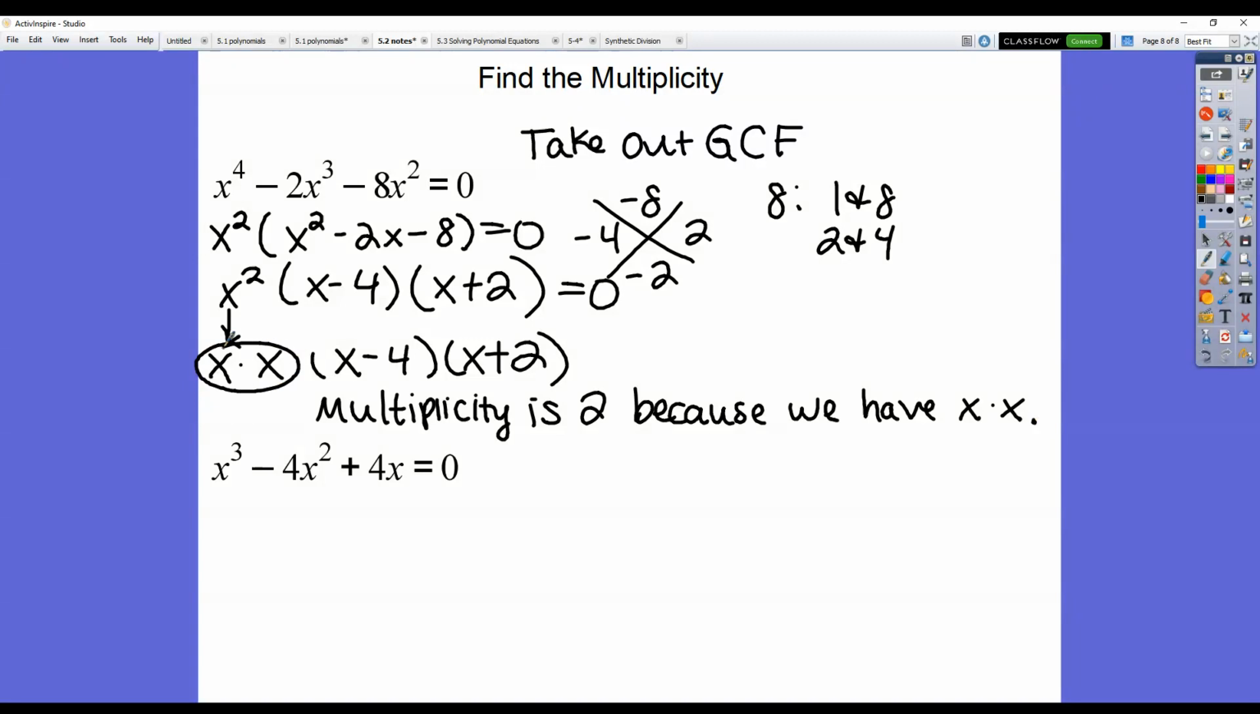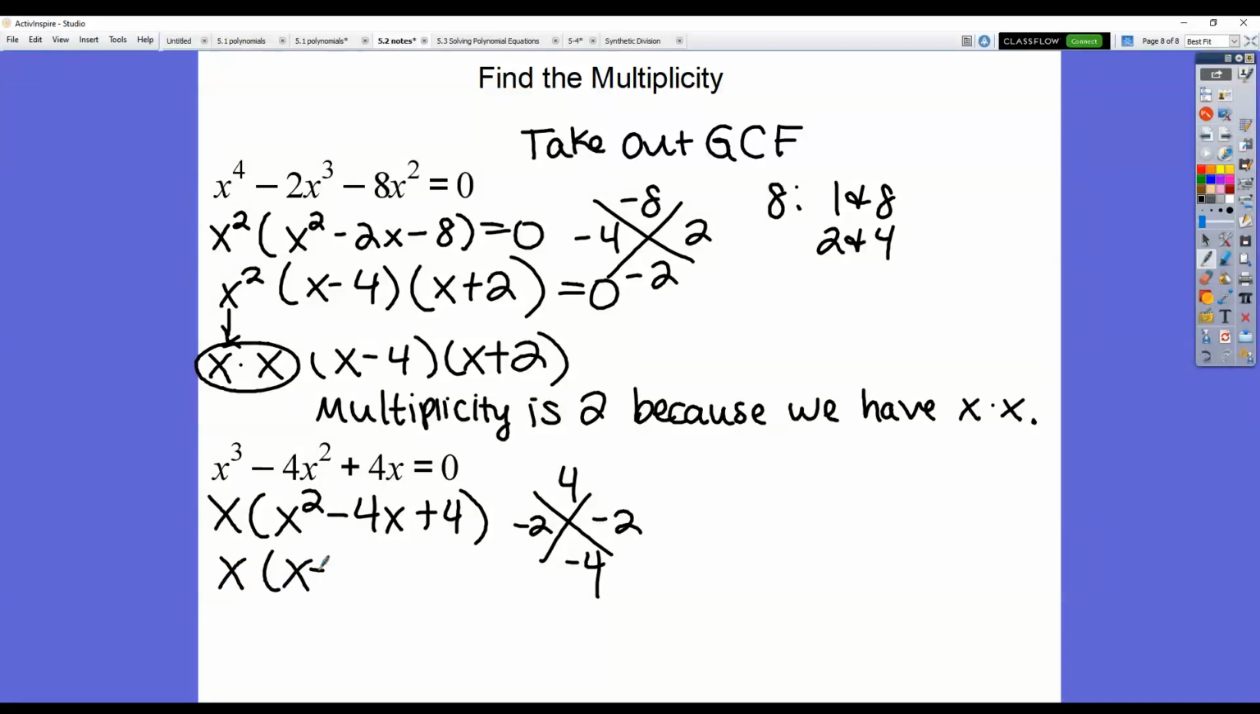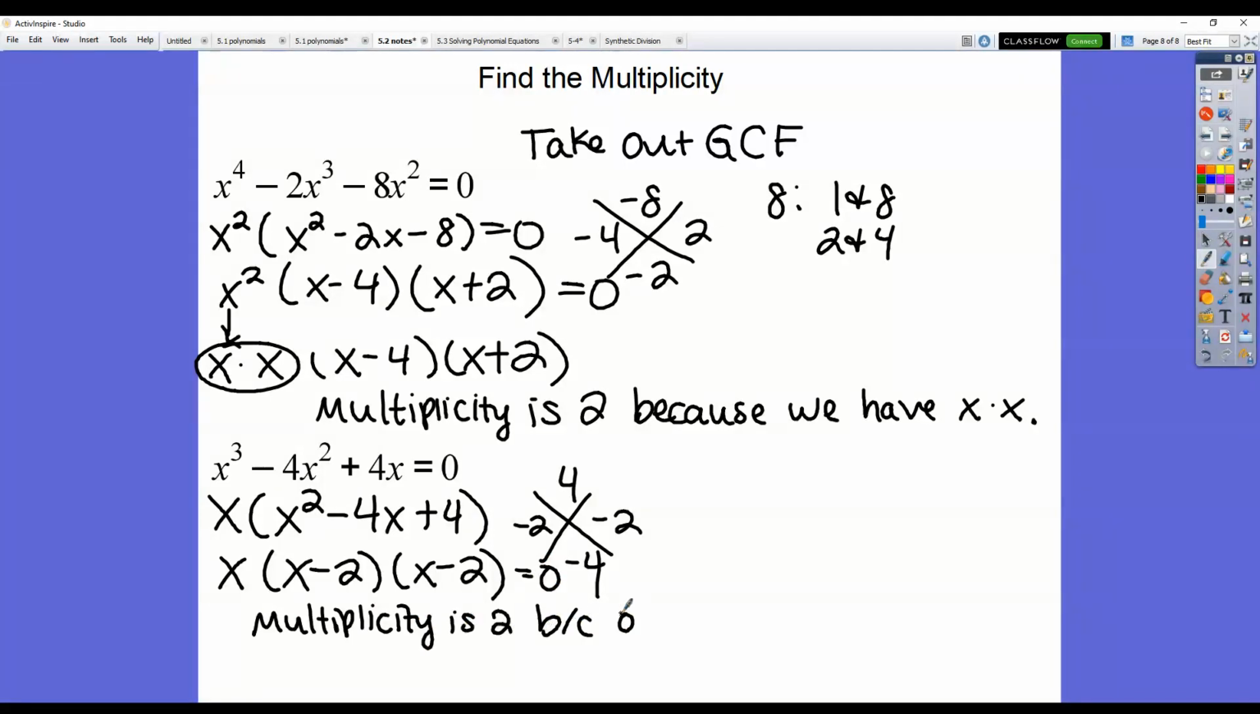Okay, the next one, when I factor it, I take out an x. And I figure out what multiplies to 4 and adds to negative 4, which is negative 2 and negative 2. And then do we have a multiplicity? Yeah, we do. Multiplicity is 2 because of the x minus 2 factor.